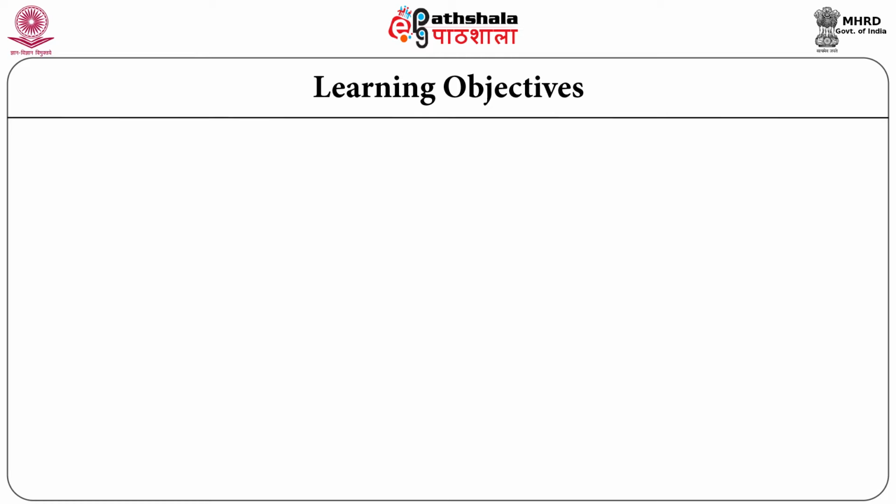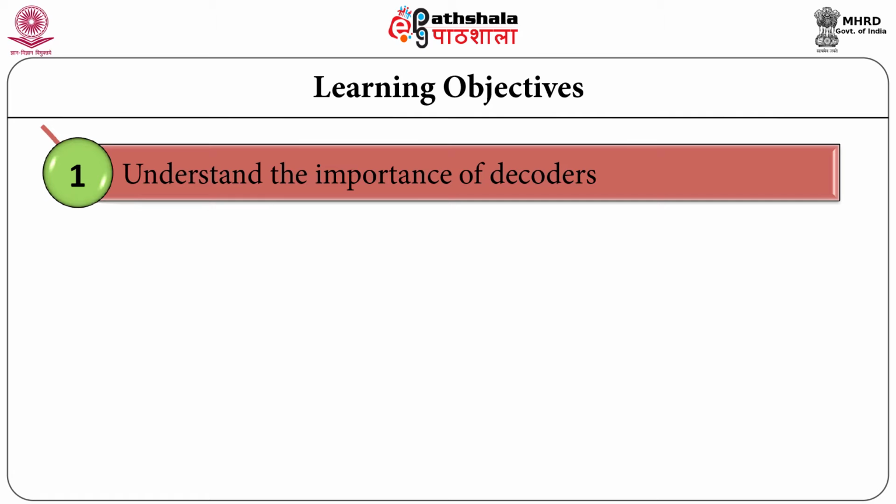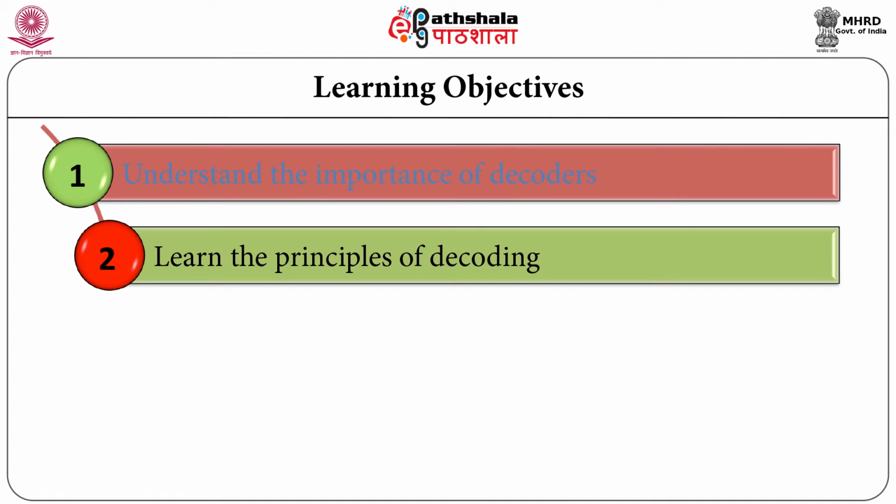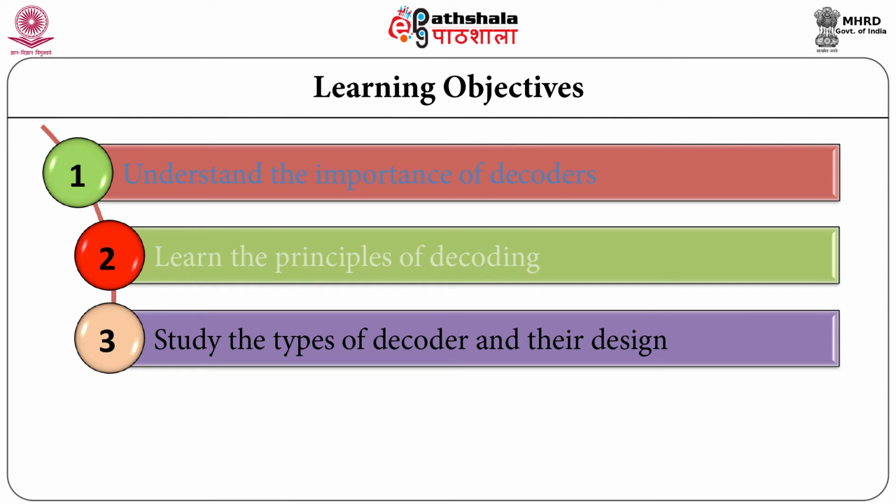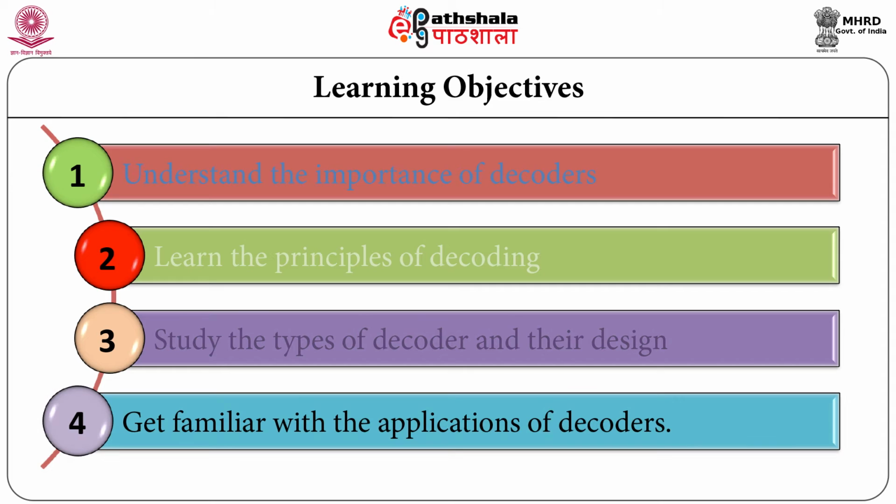Let us discuss the learning objectives of this module. Initially, you will understand the importance of decoders. In order to get insight into digital system design, it is important to learn the principles of decoding. It is also important to understand the classification of decoders. We will focus on two major types of decoders: binary or linear decoders and special decoders. After learning the design principles, let us get familiar with the applications of decoders. With these learning objectives, let us begin the journey into the world of decoders.